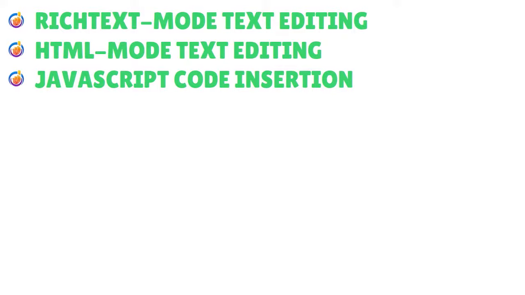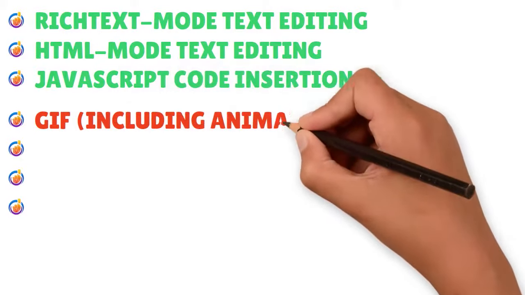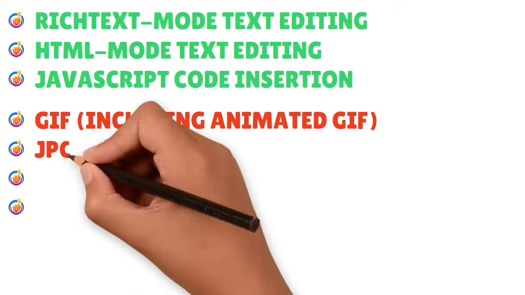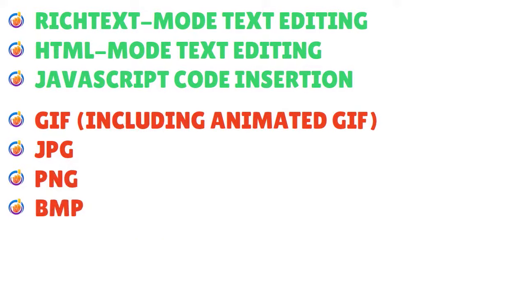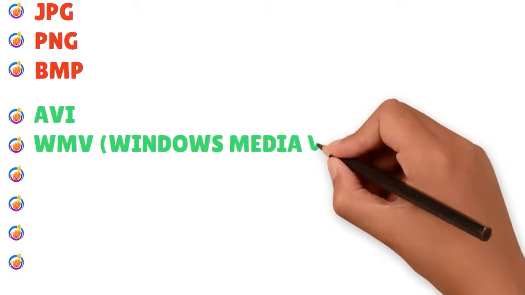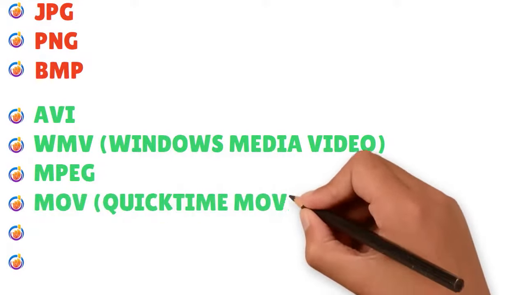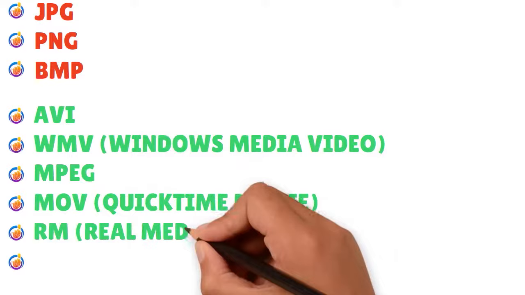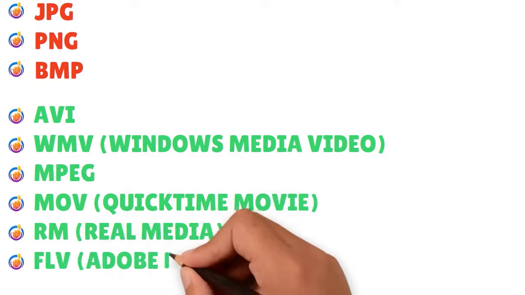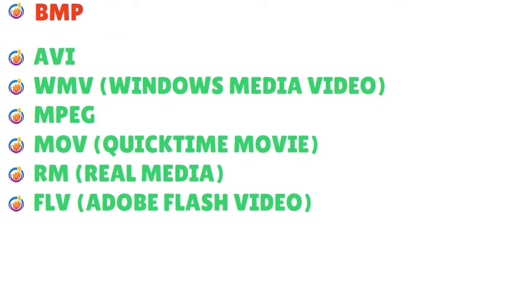What about supported picture formats? You have GIF, so including animated GIF. You have JPEG. You have PNG. You have bitmaps, and this is for pictures. What about videos? You have AVI. You have Windows Media Video, WMV. You have MPEG. You have MOV, so those are QuickTime Movie. You have Real Media. You have also the Adobe Flash Video, so FLV. So those are the formats that are supported here on the video side.